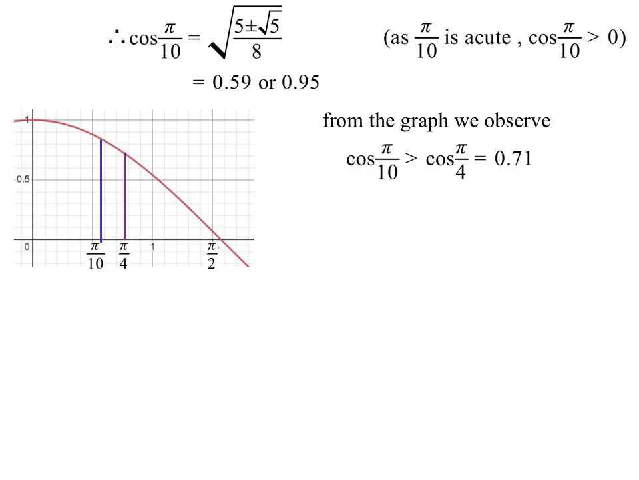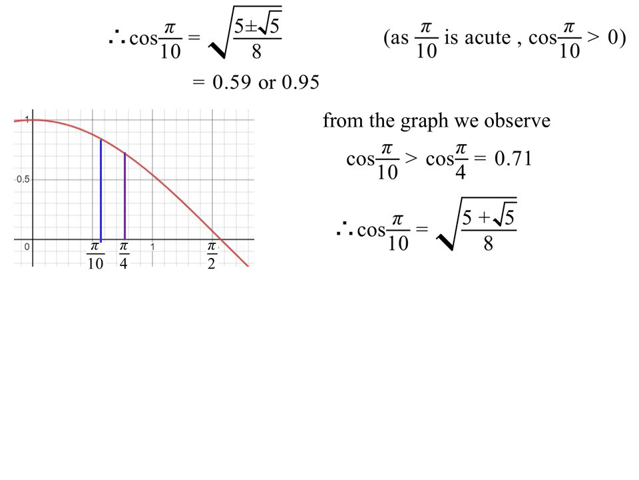If I look at the cosine graph then, and just have a look at some things I know. I know, for instance, the cos of pi on 4. It's one of our exact values. It's 1 on root 2, which is, to 2 decimal places, 0.71. I also know pi on 10 is smaller than pi on 4, so the answer would actually be the larger of the two, because looking at the graph it's going to be above that y value. So I'm looking for the 0.95, which was the one that was the square root of 5 plus the square root of 5 on 8.